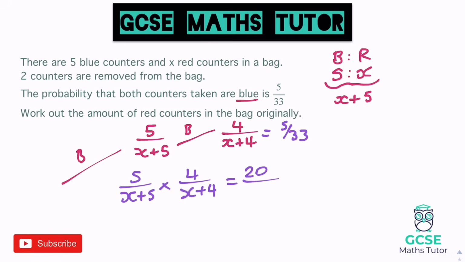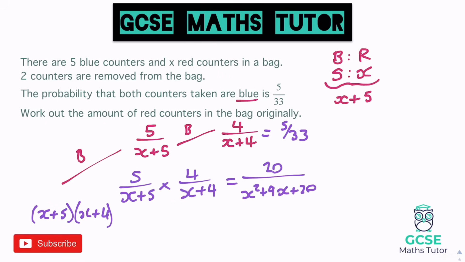And then we've got a double bracket to expand on the bottom. So you can work that out to the side. What have we got? X plus 5 multiplied by x plus 4. I'm going to expand this out quite quickly. We get x squared plus 9x plus 20. And obviously just take your time expanding that as a double bracket. All right, let's tidy that up a bit because that's a bit of a mess. Right, 20 on the top over that. And we've got that that is equal to 5 over 33.